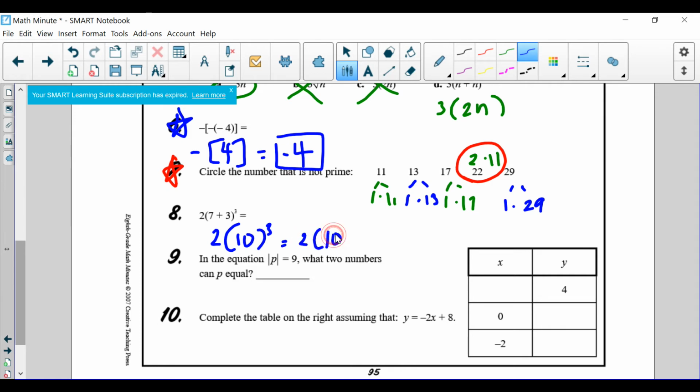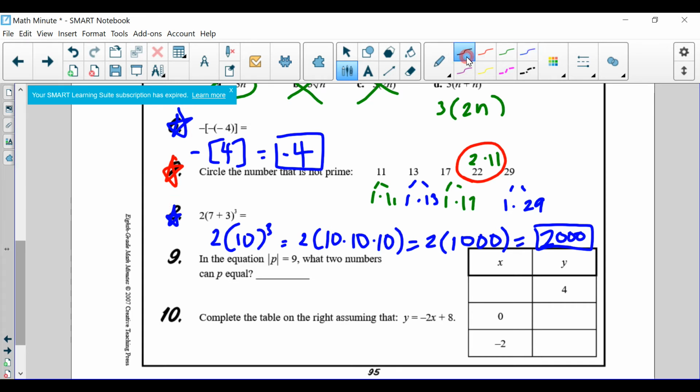So basically what we have is this. And then you're like, what? I don't know how to multiply all that. Well, the cool thing about zeros or tens is that you just attach a 0 to it. So it's going to be 2, and then we go 10 times 10 times 10. How many zeros are there? There's 3 of them. So there's 3 zeros here. And then 2 times 1,000 is going to be 2,000. And voila, you've got the answer.